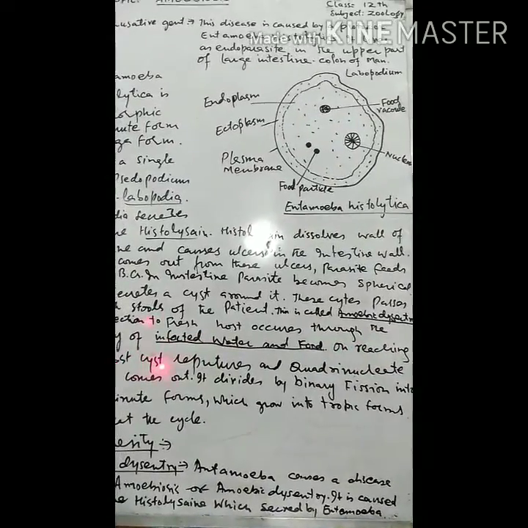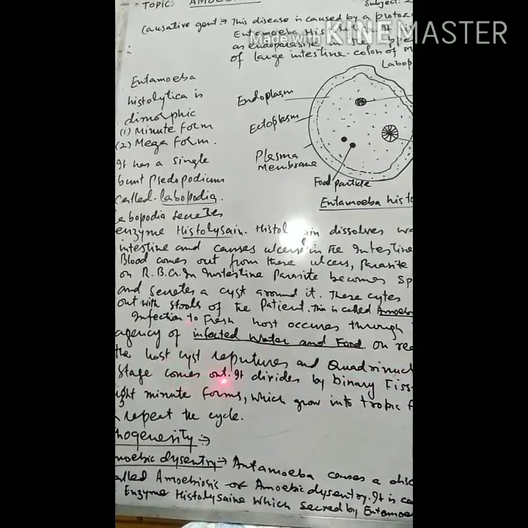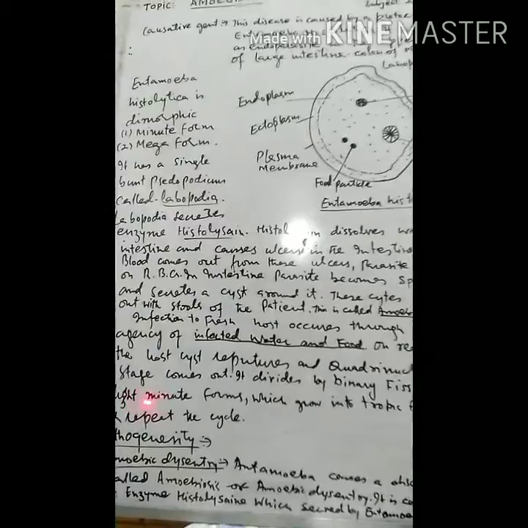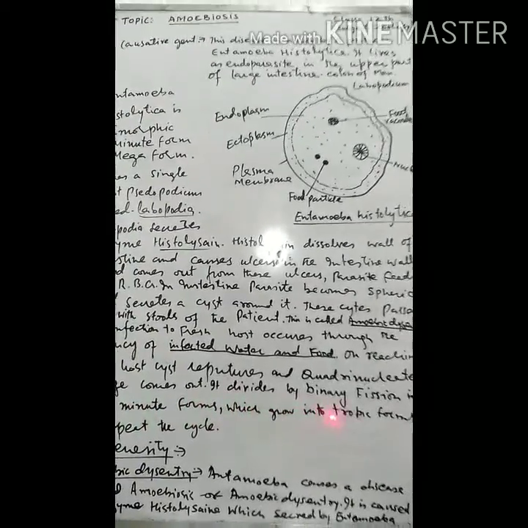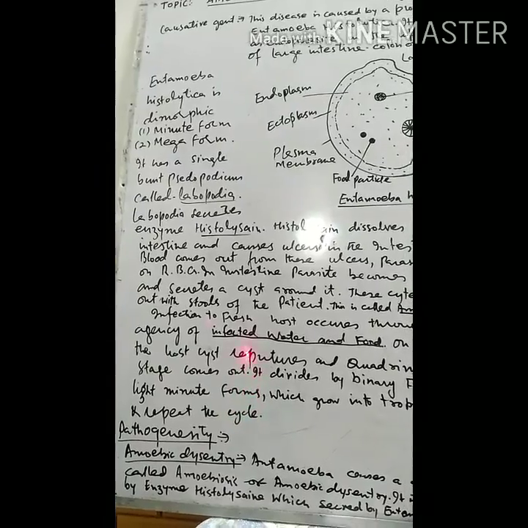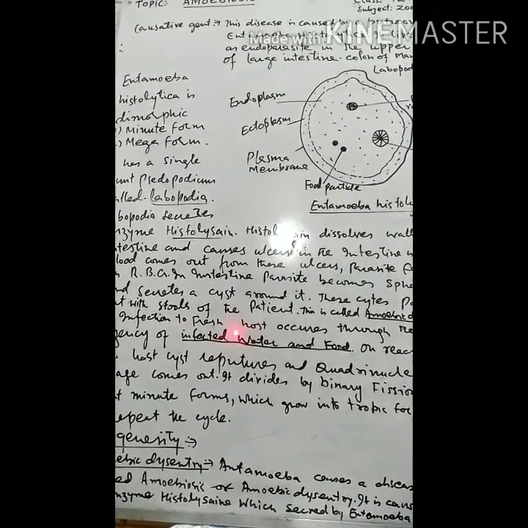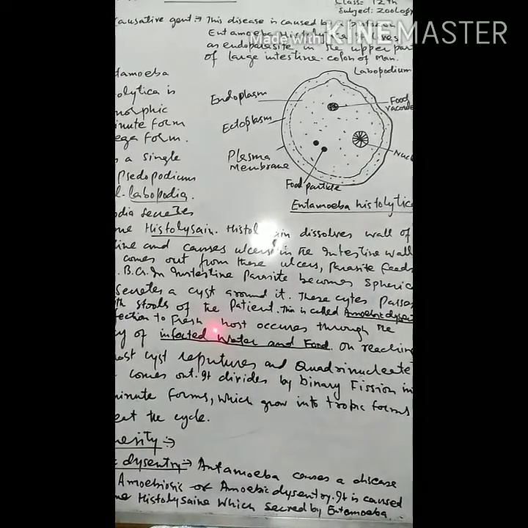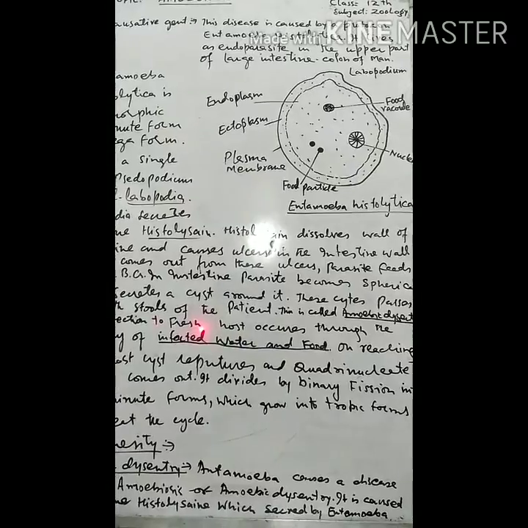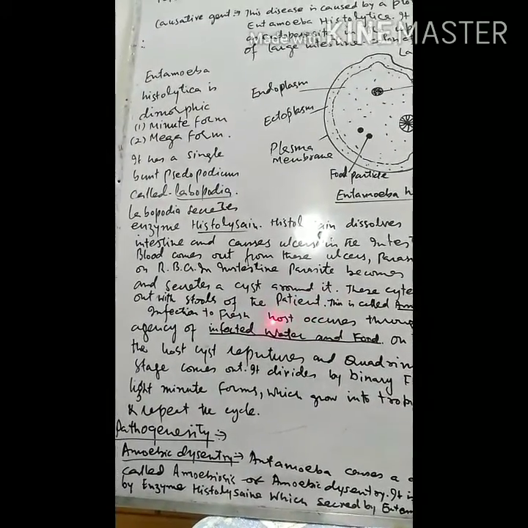On reaching the host, the cyst ruptures and a quadrinucleate stage comes out. It divides by binary fission into eight minute forms, which grow into trophic forms and repeat the cycle. Here, what happens? This Entamoeba histolytica forms a cyst in the intestine. In the intestine, a cyst-like structure, a wall-like structure, a ball is formed. In this ball there is an Entamoeba, and it has four nuclei.